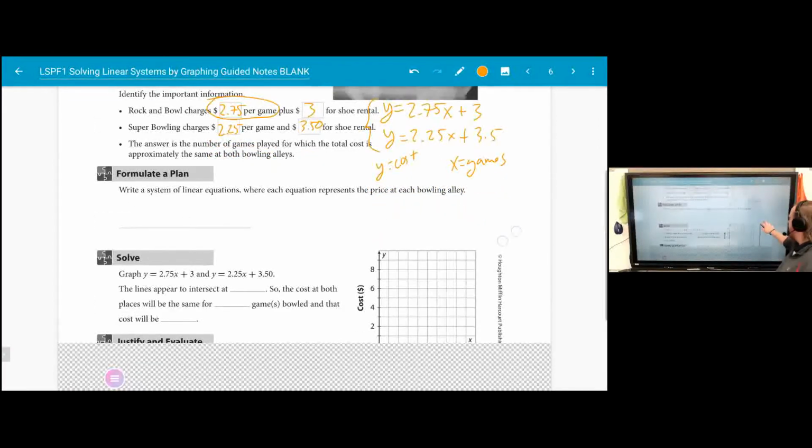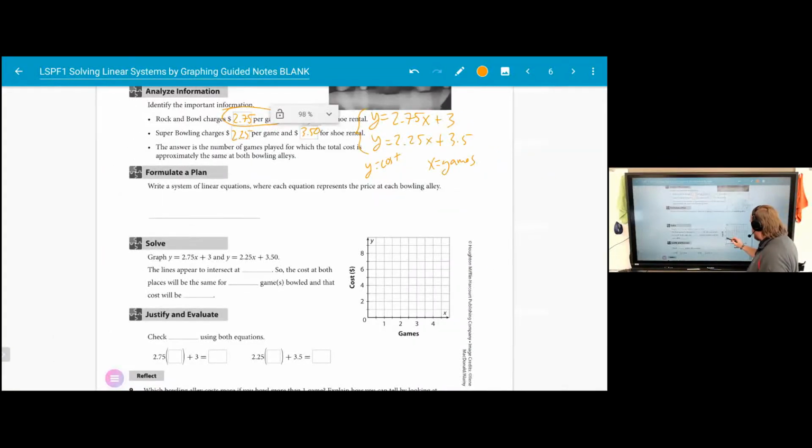Let's graph them and see where they cross. The first one, my y-intercept is 3. My slope is 2.75, 2 and 3/4. I'm going to do the best I can. Up 2 3/4 and right 1. These are my games on the bottom. It even tells you what x and y are here too. This line right here is Rock and Bowl, R and B. Let's do Super Bowling in a different color. My y-intercept is 3.5, and my slope is 2 1/4. So up 2 1/4, right 1.